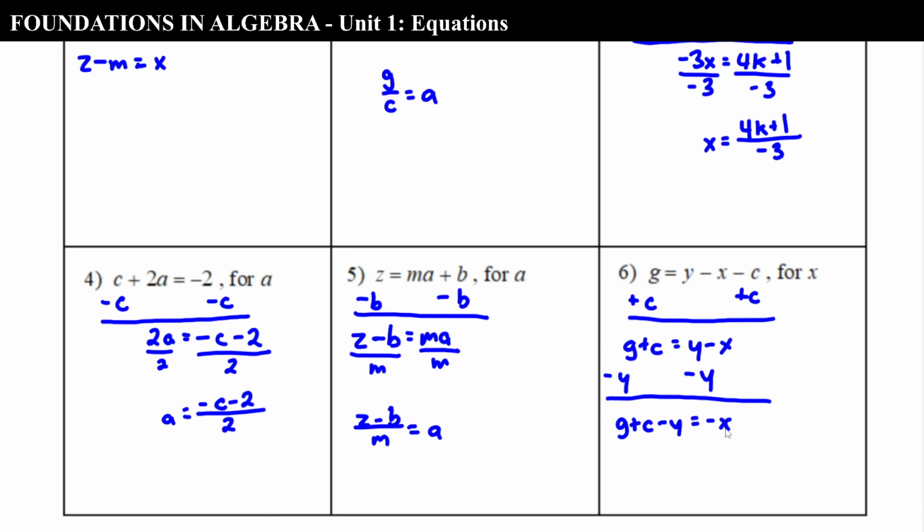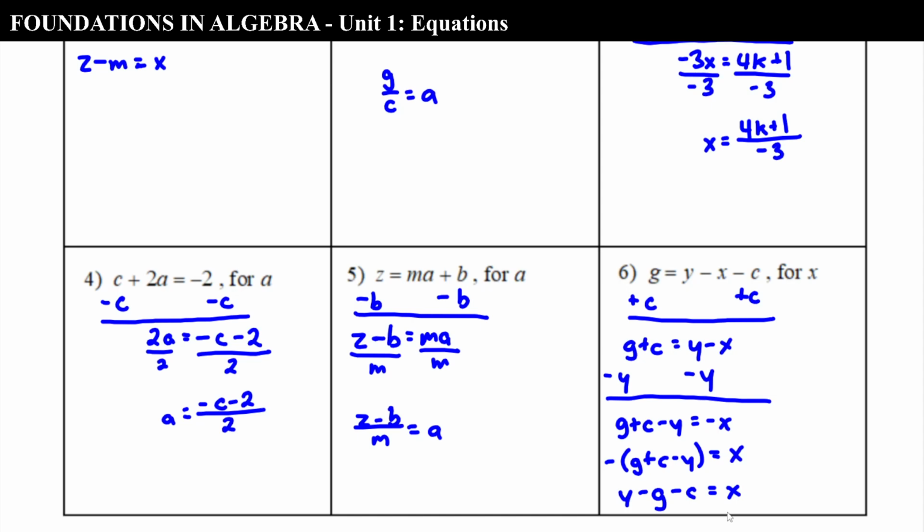Well, we still got a negative attached to this. So to get rid of that, we can multiply each side by negative 1. And notice I'm saying multiply and not divide. And here's the reason why. If we multiply each side by negative 1, we end up with negative g plus c minus y equals x. Then we can distribute this minus sign to each of these terms. Okay, so let's distribute it to the y first. So negative times a negative gives us a positive y, and then our g and our c become negative.